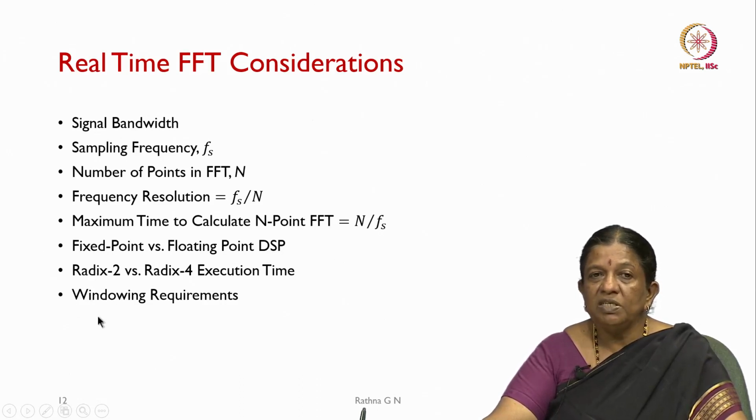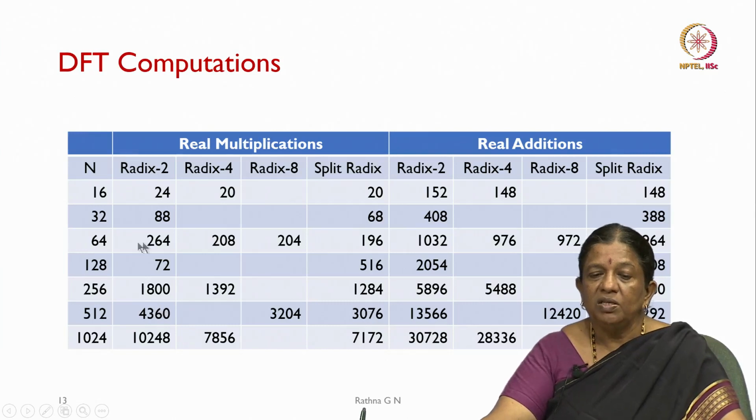The next topic is windowing, because most of the applications we will be using involve windowing and filtering. So, what are the windowing requirements one has to consider? We saw an example in the lab, the Kaiser window and the rectangular window, and how our output gets affected by them.